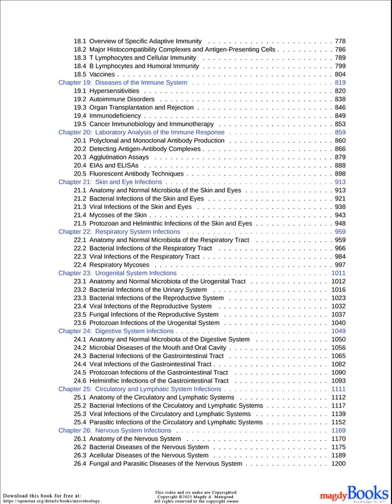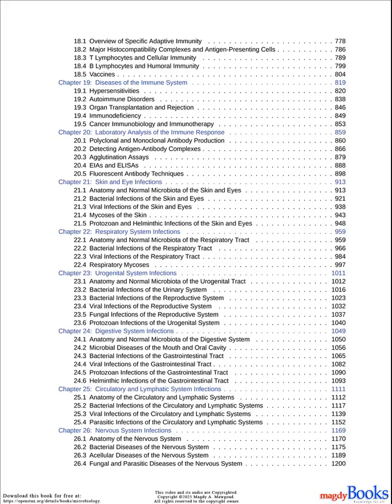Chapter 24. Digestive system infections. 24.1. Anatomy and normal microbiota of the digestive system. 24.2. Microbial diseases of the mouth and oral cavity. 24.3. Bacterial infections of the gastrointestinal tract. 24.4. Viral infections of the gastrointestinal tract. 24.5. Protozoan infections of the gastrointestinal tract. 24.6. Helminthic infections of the gastrointestinal tract.